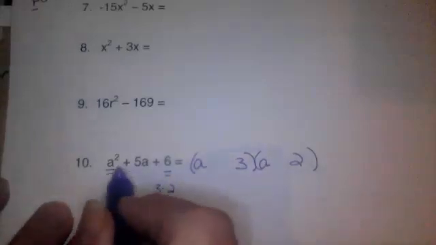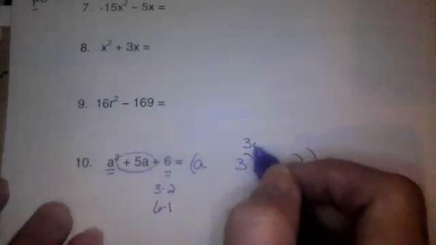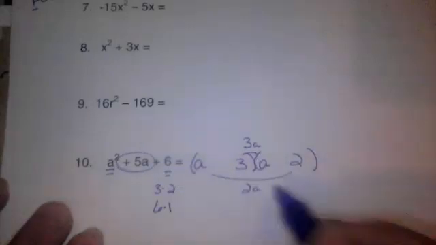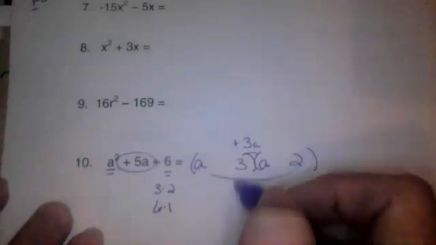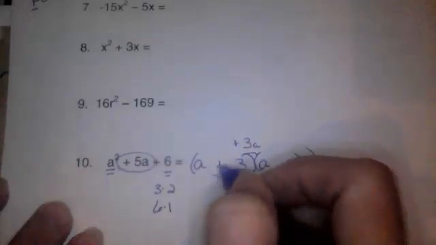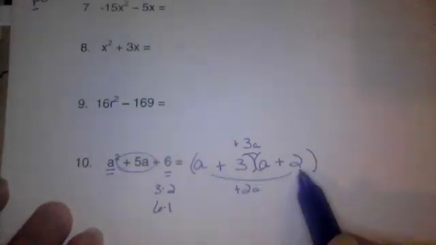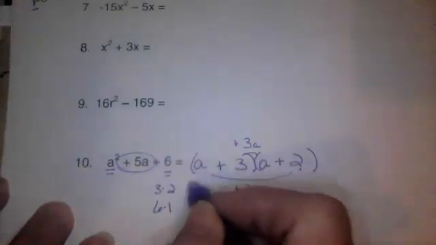Now I want to get a positive 5. Well, I've got a 3a on the inside and a 2a on the outside. And if I add them up, if they're both positive, then I would get my 5a. I also still get positive 6. So this is my answer.